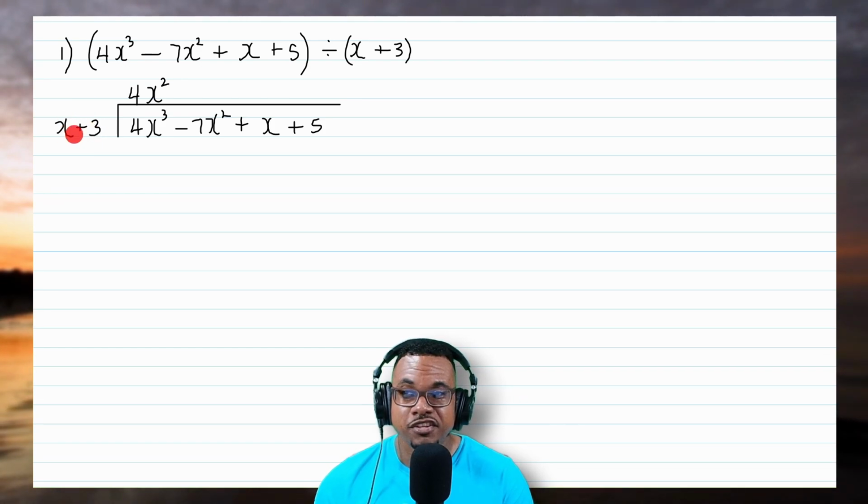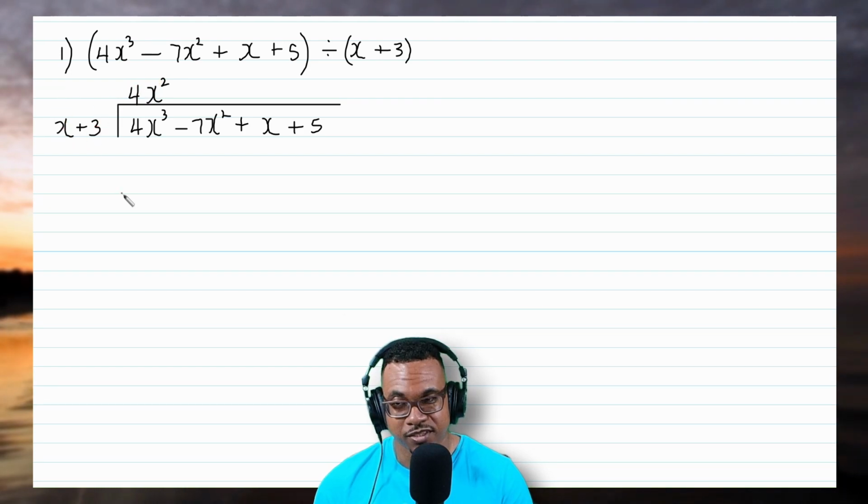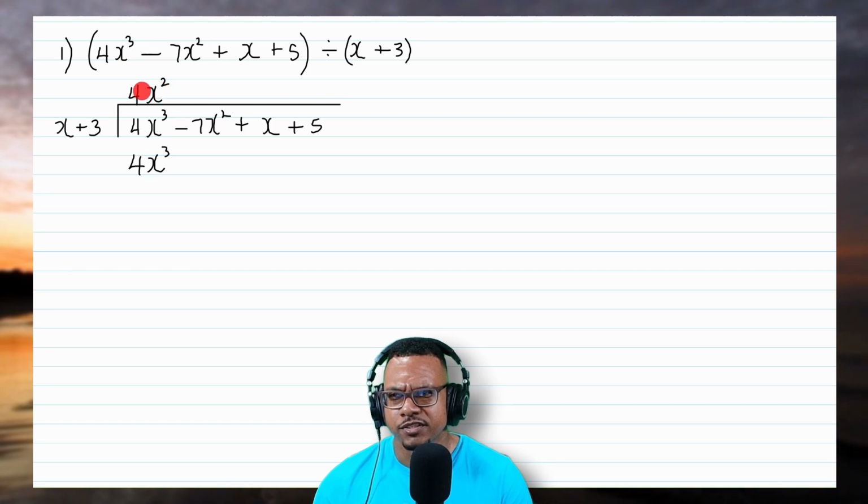Now, if you had 3 terms on the outside here, you'll multiply whatever you have on top here by all the terms on the outside. I should put it like that. Alright, so you're going to have 4x squared multiplied by x, which will give you back 4x cubed. Then you're going to have 4x squared multiplied by positive 3, which is positive 12x squared.